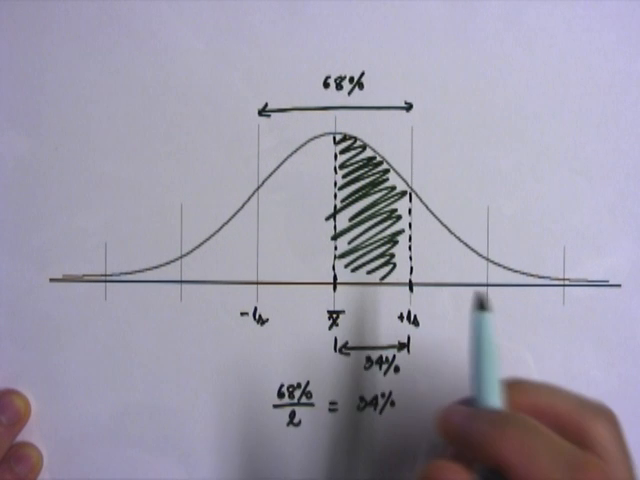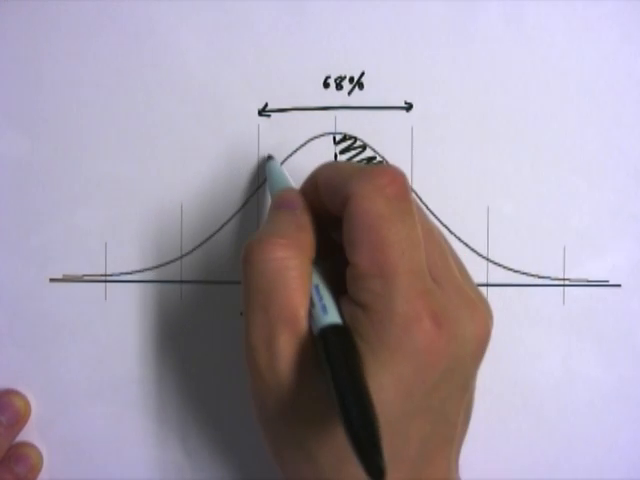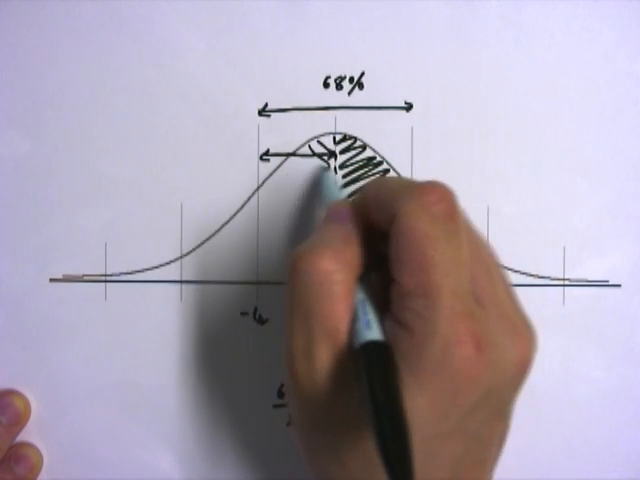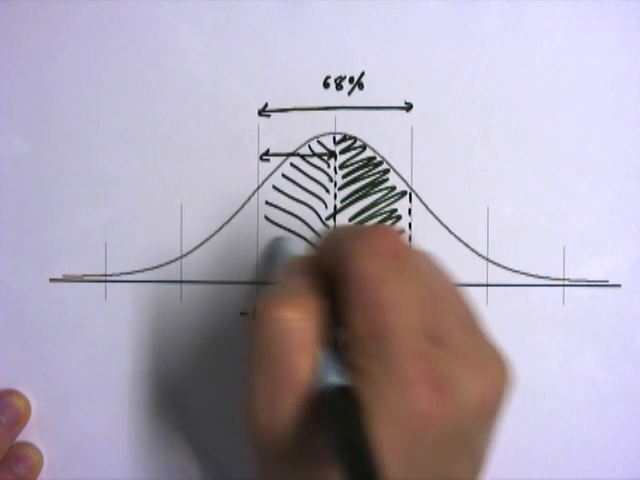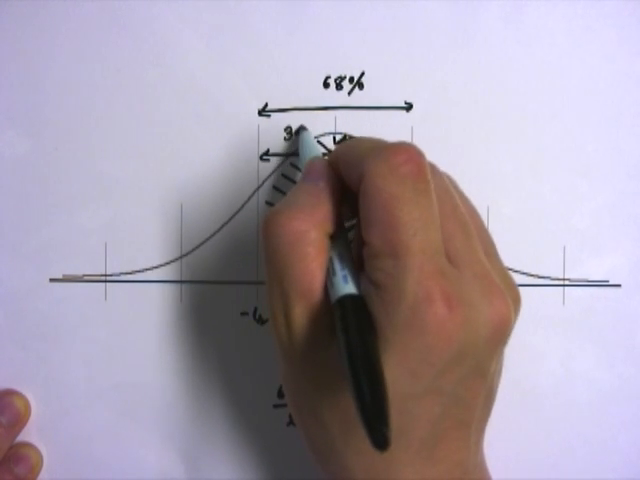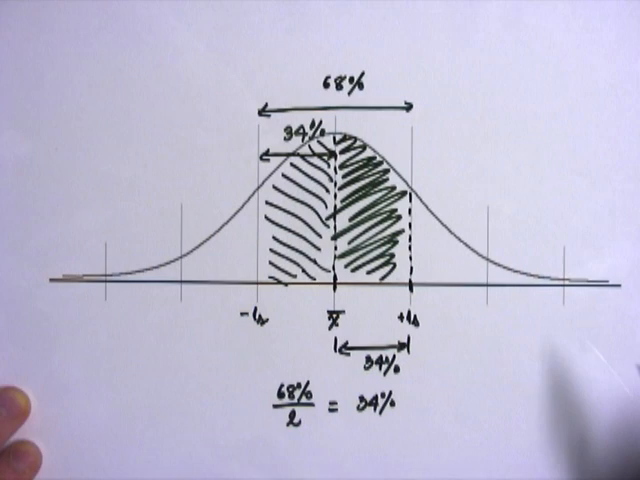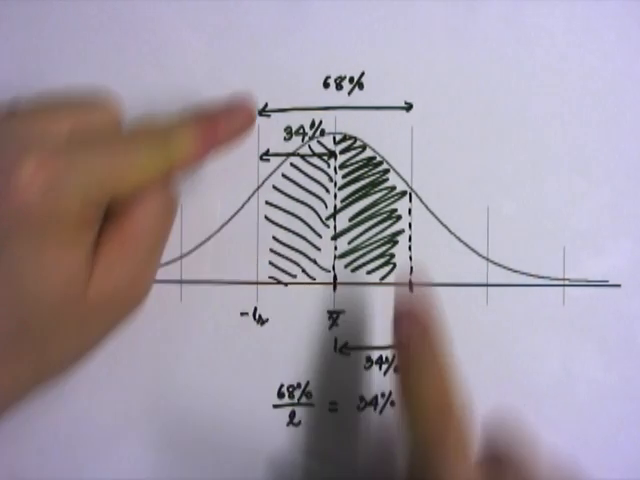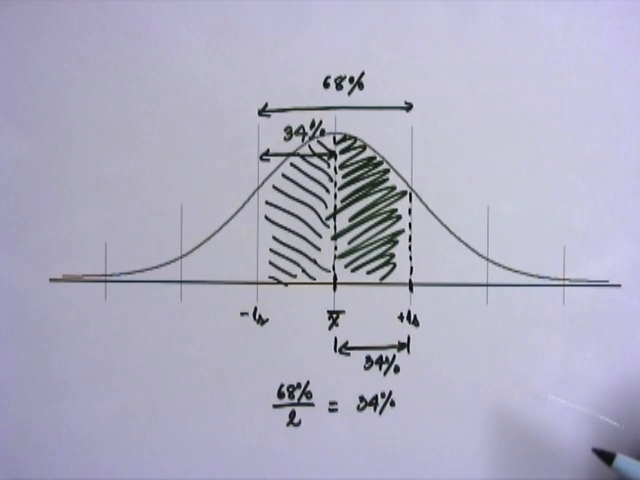And similarly, you can see that in this interval right here, just in between that length, it's another 34% as well, because that's the other half piece. And so you can see the two 34% added together give you that total 68% one more time.